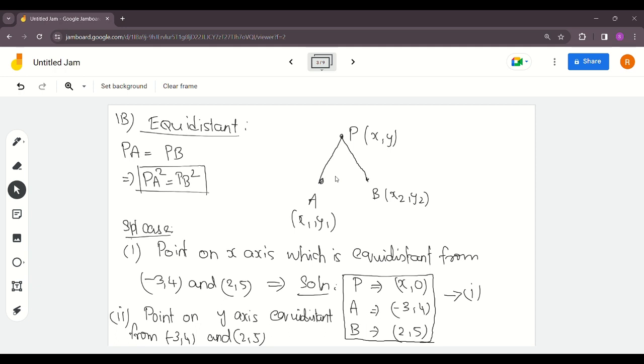As a special case, I have written one example: a point on the x-axis which is equidistant from minus 3 comma 4 and 2 comma 5. They will be asking this as a question.